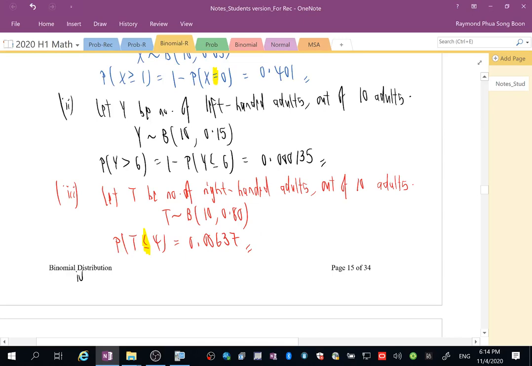So we want to find less than 3 will be right-handed. That means T is less than 3. So it means T is less than or equal to 2. Alright, so we can press GC.